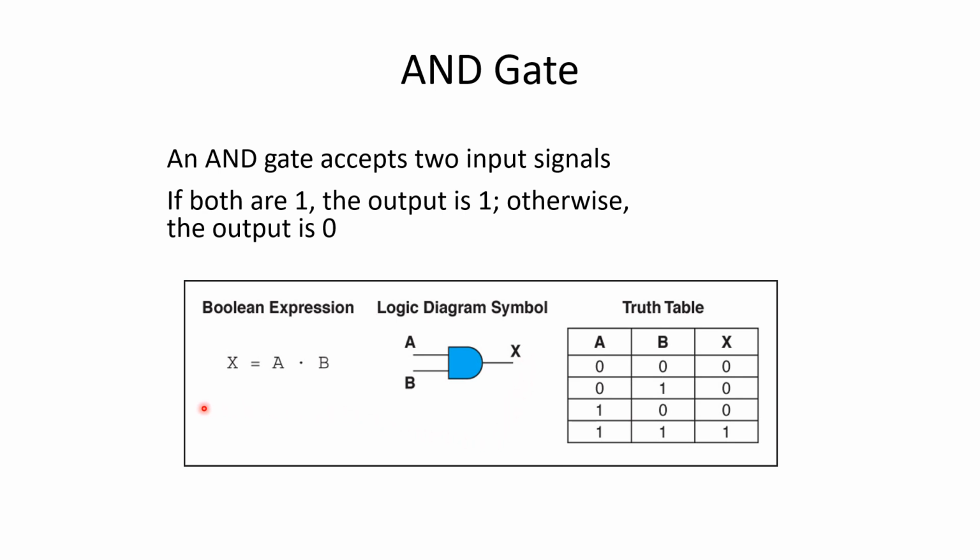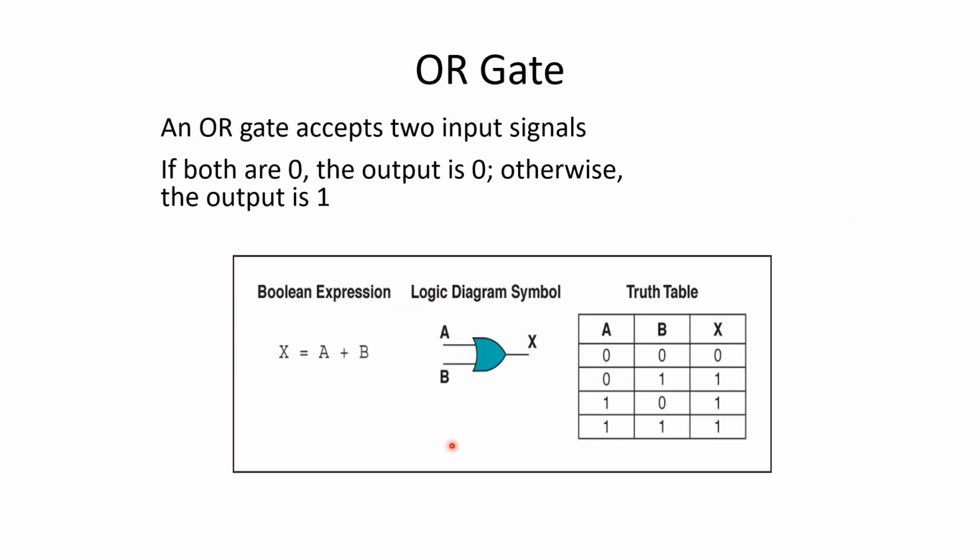AND gates are used in systems where an action is triggered only if multiple conditions are true. For example, in safety systems where both sensors must indicate a safe state for the system to operate.